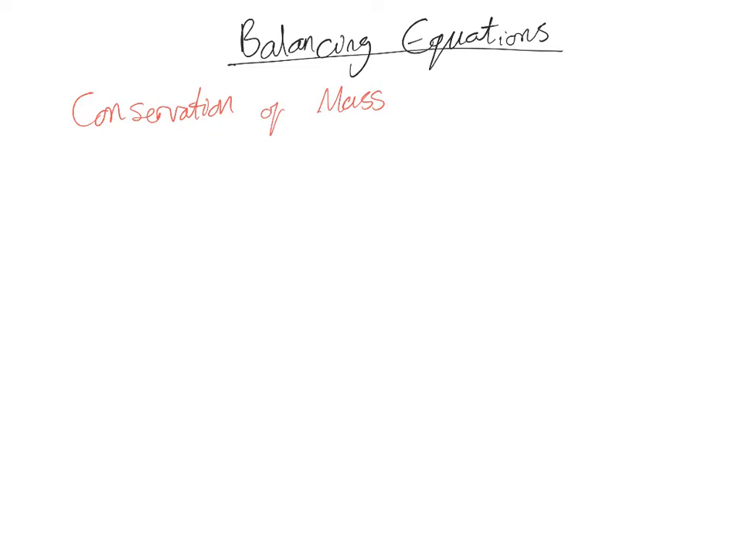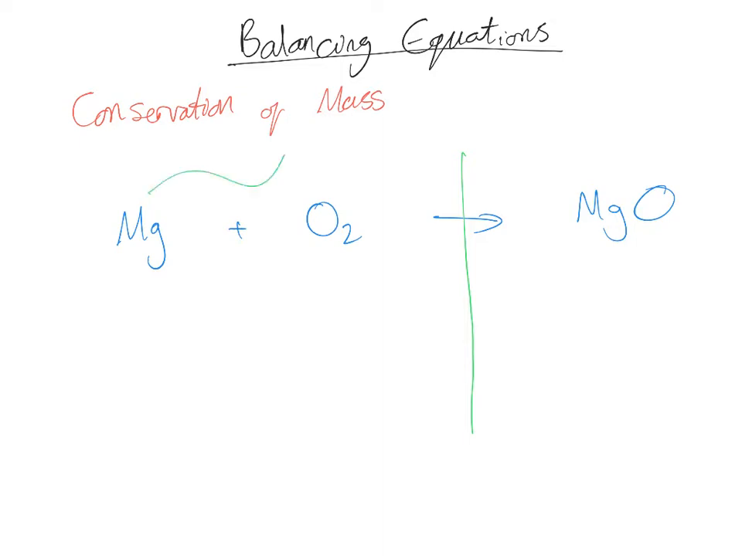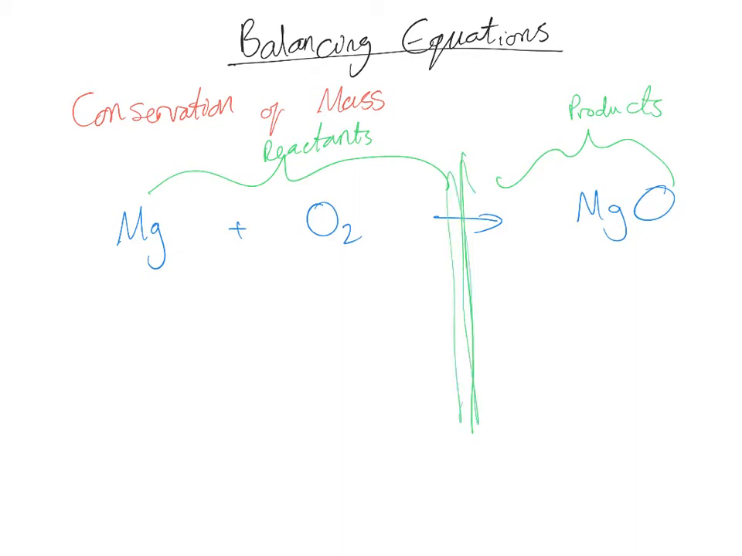Let's do an example with magnesium to start us off. If we react magnesium with oxygen, we form magnesium oxide. Now if this is the reaction, whatever we have on this side of the reaction needs to be exactly the same as on that side of the reaction. So this side is called the reactants, and this side is called the products. What I always do is draw a big line down the middle, so I'm really clear that whatever's this side is the same as this side.